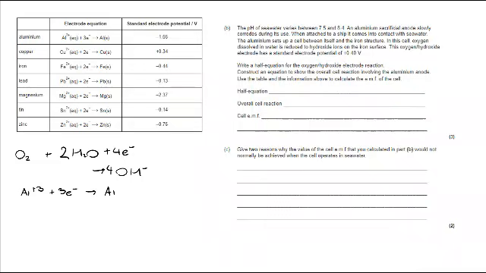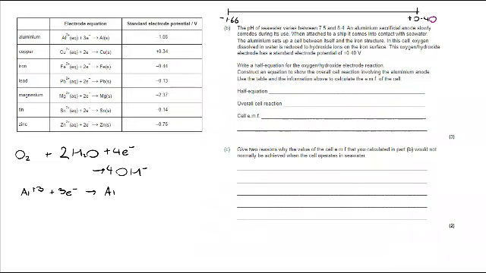So it's O2 + 2H2O + 4e⁻ → 4OH⁻. We also need to combine that with the aluminium ion being reduced to aluminium. So we're going to take a look at the half cell for that one. And we've got Al³⁺ + 3e⁻ → Al. I'm now going to build a number line with both of those things in.